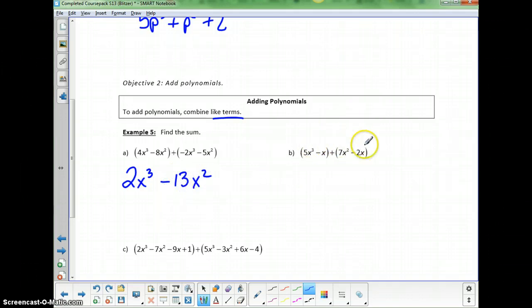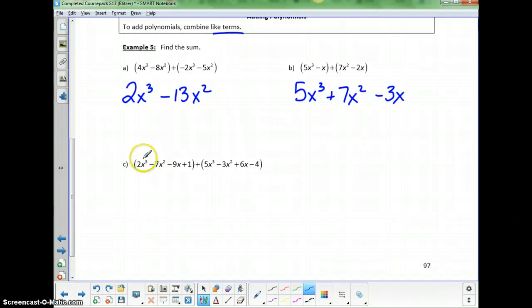Alright, 5x cubed, there are no other x cubed terms, so I'm going to lead off with 5x cubed. Next, I'm going to look at x squared. There are no other x squared terms, so I'm going to come up next with plus 7x squared. Then I've got a negative x plus a negative 2x for a negative 3x.